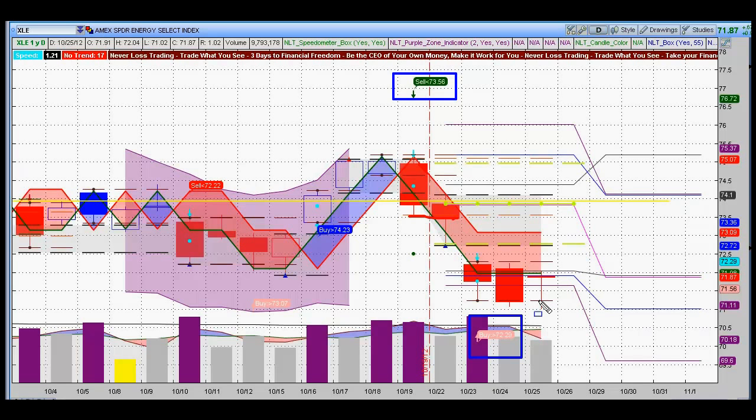$71.11 and $72.29, right here. So that's the area where this is critical. As long as we stay in here, not too much will happen to the energy stocks. When we break out of that, then we should be long and take the opportunity of an uprun. But we'll see if that happens on Friday, or if we challenge the high or the low by next week.